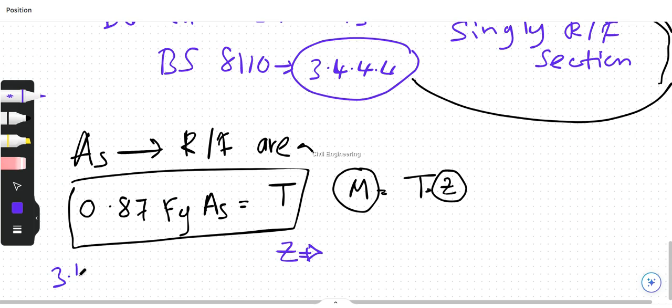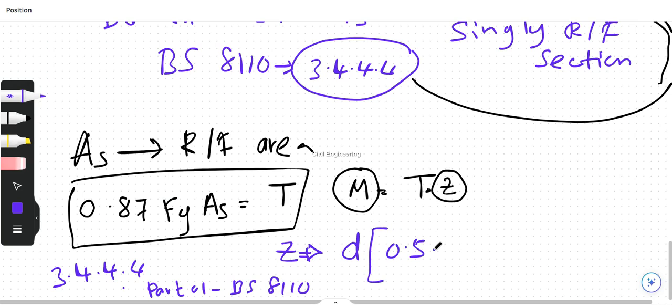3.4.4.4 in BS 8110 part 1. Z is equal to d into 0.5 plus the square root of 0.25 minus K over 0.9. This one is minus, under the square root here.